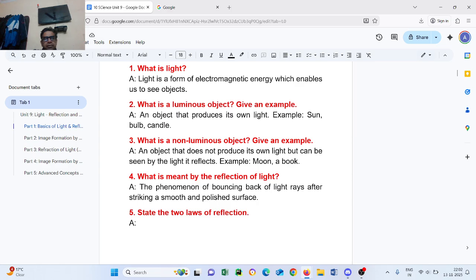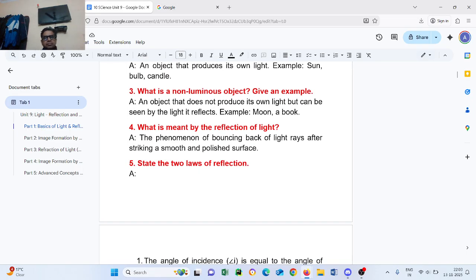What is meant by the reflection of light? The phenomenon of bouncing back of light rays after striking a smooth and polished surface is called reflection of light.